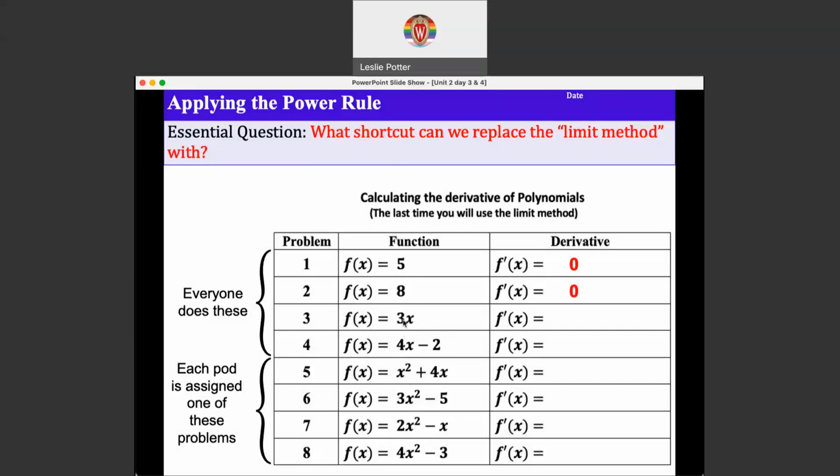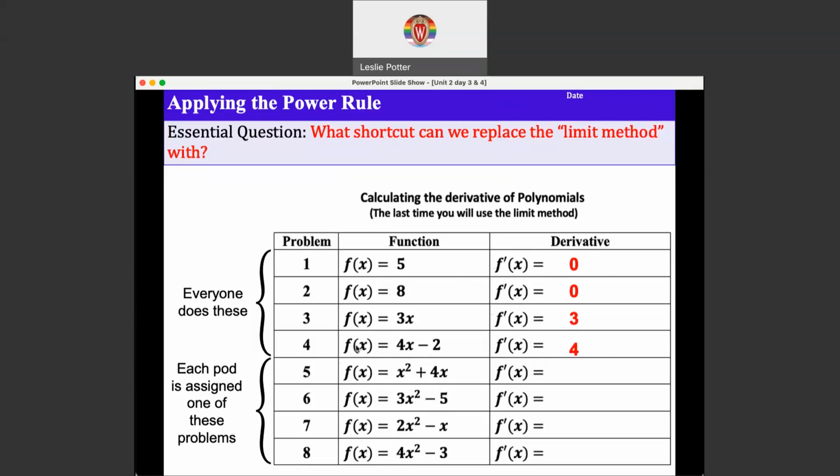How about here? F of x equals 3x. What's its slope? So what's its derivative? 3, right? The slope is right here, mx plus b. B just happens to be 0. Here's another linear function. What's its slope? Right, mx plus b, 4. So what's the derivative? 4. So we've already got a shortcut for finding derivatives of constants and linear functions. By the way, constant functions are linear, so we could probably just say we know how to find the derivative of linear functions.